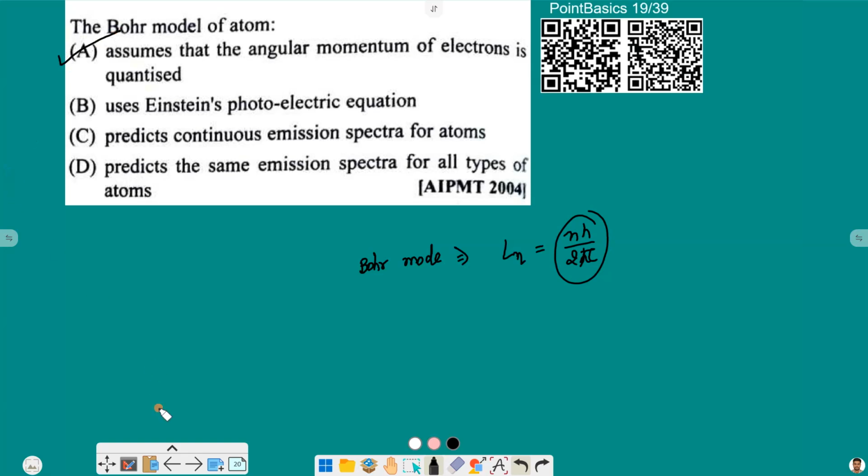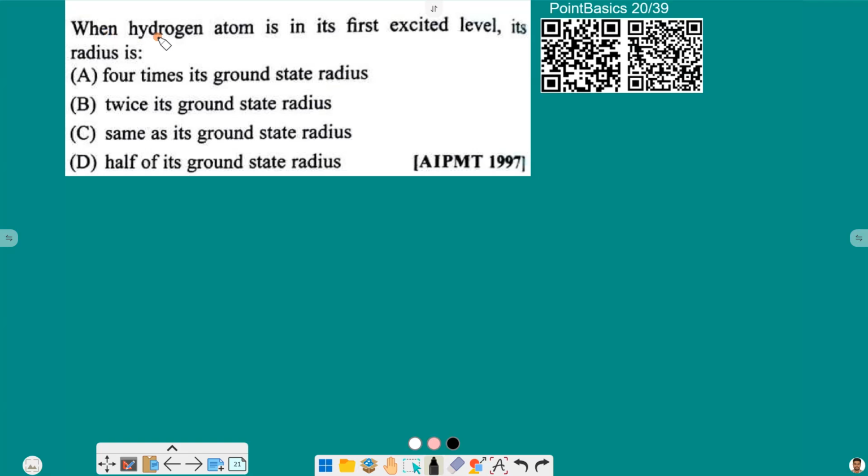Moving to the next one. When hydrogen atom is in first excited level, its radius is. So we know that for the radius, we have the basic relation that Rn, and this is for the atom, not for the nucleus. Rn is equal to n squared times A naught, where A naught is the orbit radius of the first orbit. So for the first orbit, it will be A naught, and for the second orbit, that is the first excited level, it will be 4 times A naught. So radius becomes 4 times. So that is the 4 times, option A.